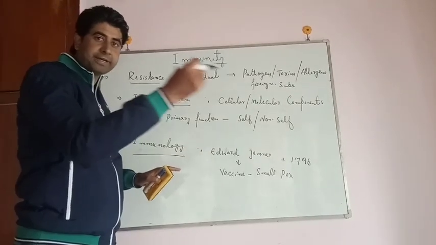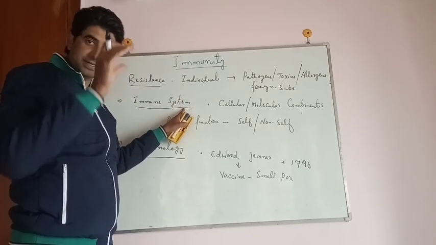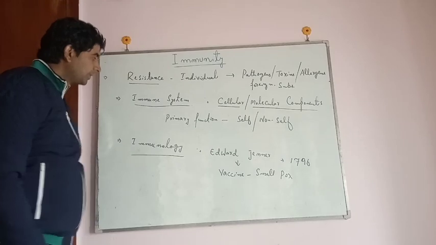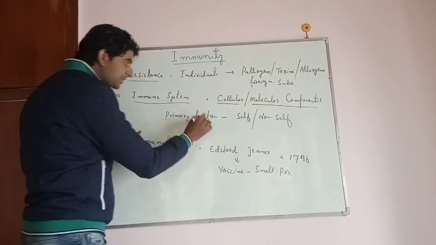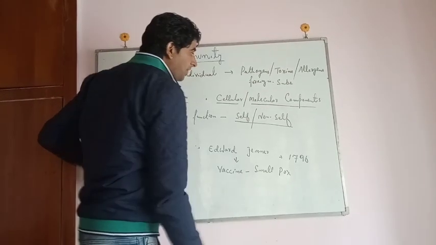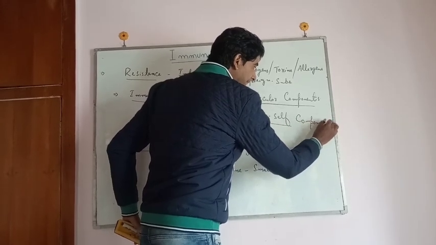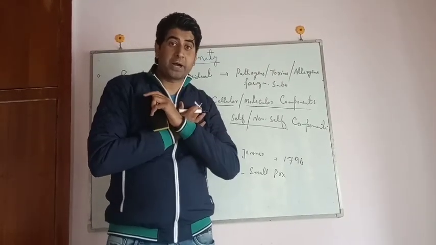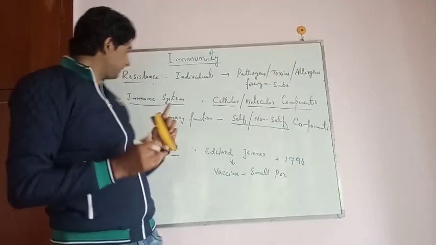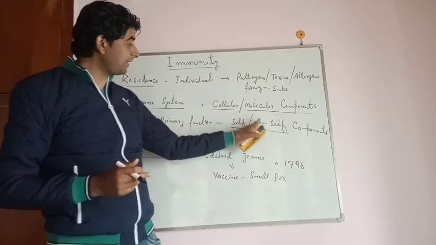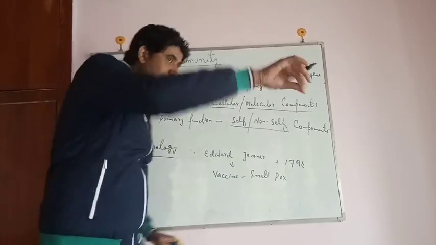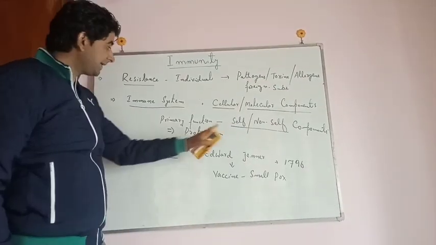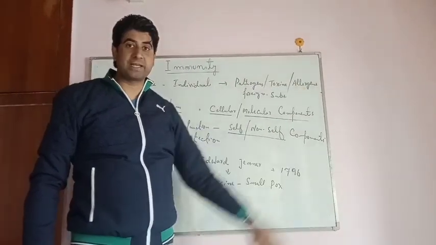So that means, in other words, we can say that the immune system is a defense system consisting of cellular as well as molecular components whose primary function is to distinguish between the self and non-self components. That means its primary function is to distinguish between the self and non-self components of the body, and it provides protection against the foreign substances, against the pathogens, against the toxins as well as the allergens.